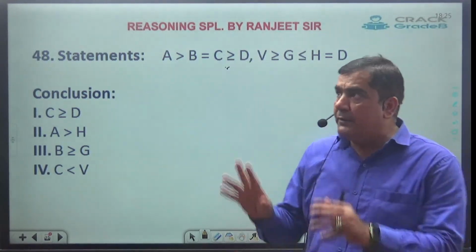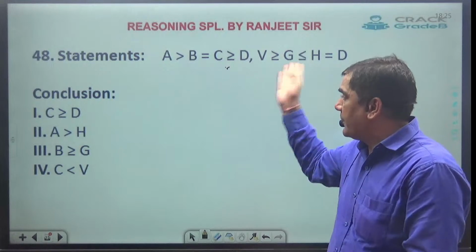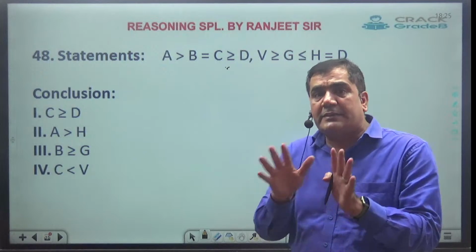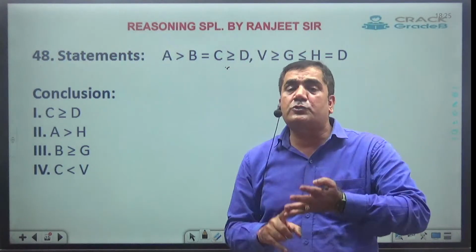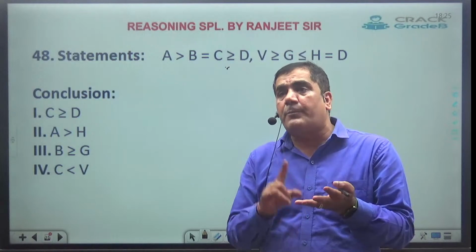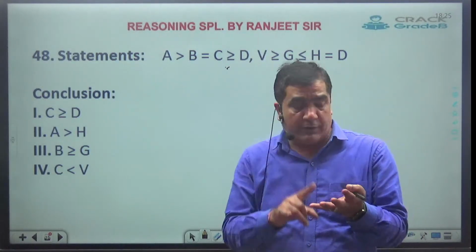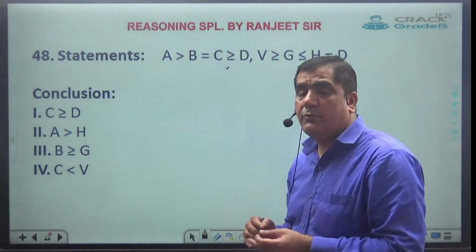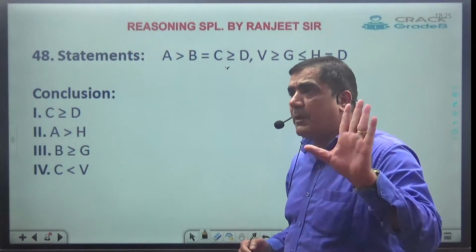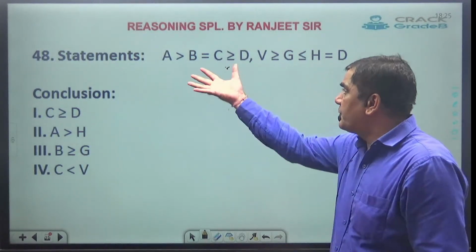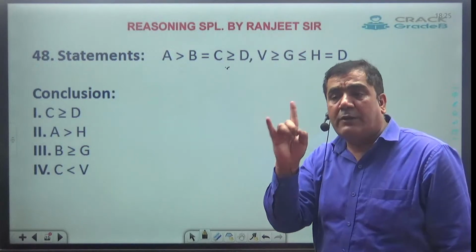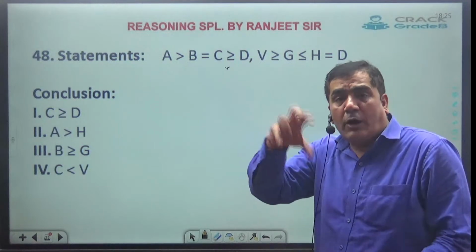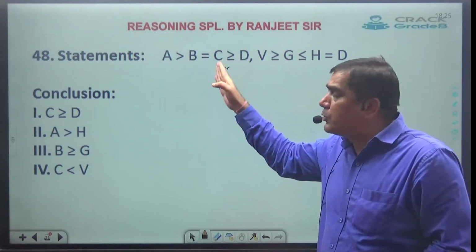I repeat, whenever they give two big lengthy statements, my job is to combine these two. Whenever the statement would be something like this, then always you should not combine. So how to find out where to combine and where not? Simple logic. Two statements must have one variable as common, because if common is not there, I can't combine these two together.